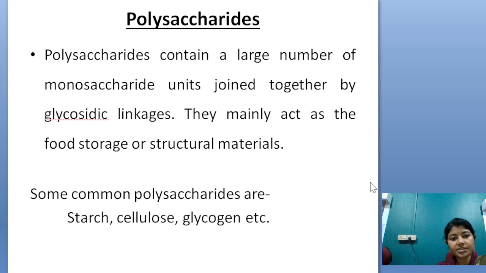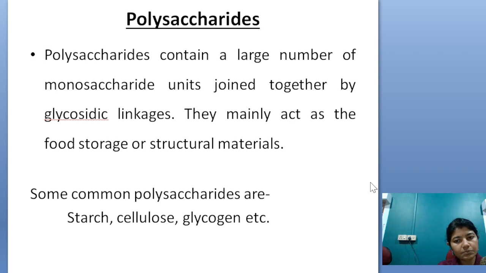Let us see the structures of polysaccharides now. Polysaccharides, as we already know, are a class of carbohydrate which releases a large number of monosaccharide units on hydrolysis. This definition can also be reframed: polysaccharides contain a large number of monosaccharide units joined together by glycosidic linkages. Since we know about the glycosidic linkage, we can reframe the definition in this way also.